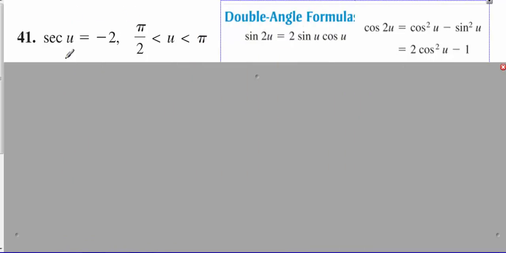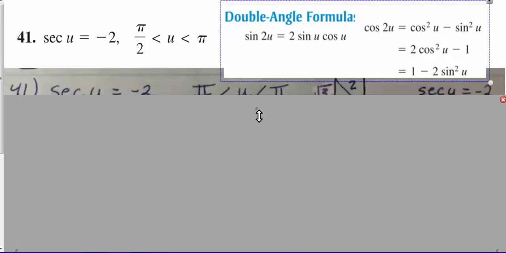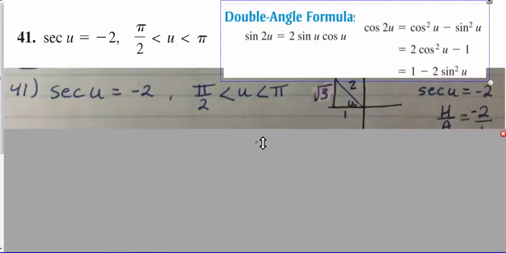Now this question pretty simply said, given the fact that we know secant u is -2 and that u is in the second quadrant, find values for sine 2 theta, cos 2 theta, and it actually said tan 2 theta as well. Typically we won't do that, but there was a way to do it fairly easily here.